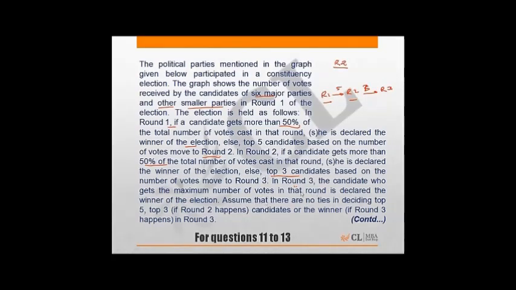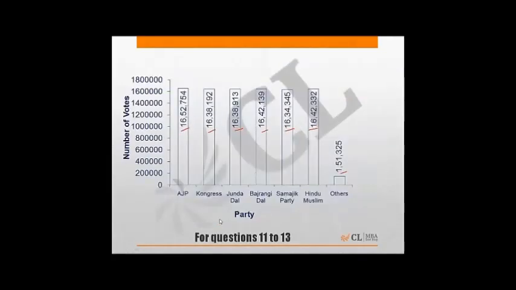Okay. And whoever gets the maximum number of votes in round 3 wins. Assume there are no ties in deciding the top 3 candidates or the winner in round 3. So there are no ties anywhere. Quickly, let's go through the data again. Number of votes on the y-axis, the parties on the x-axis. Others comprises many smaller parties.